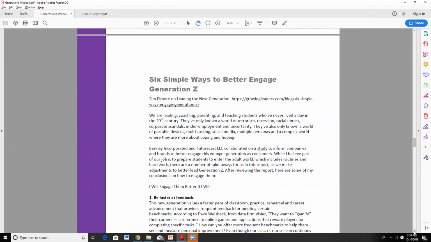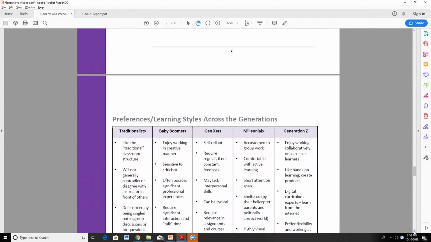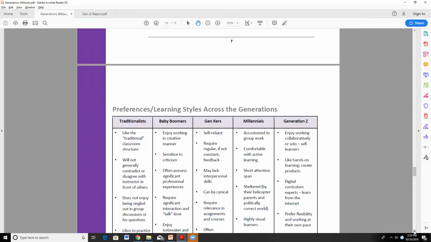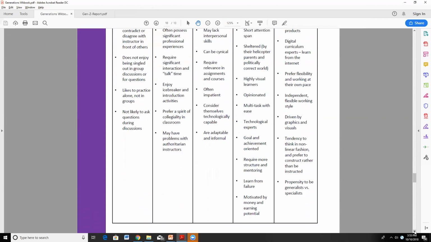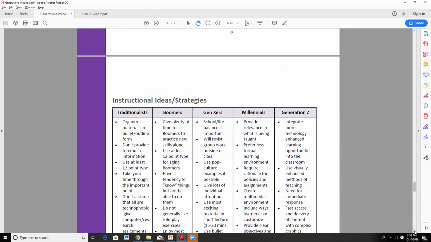The other thing you'll have in the workbook guide are a few things of preferences and learning styles, again, just across the generations. And I think when you start looking at them, you go, oh, this doesn't look quite as bad as I thought it would. But it does give preferences. And again, the next chart puts it all together with some instructional ideas and strategies.